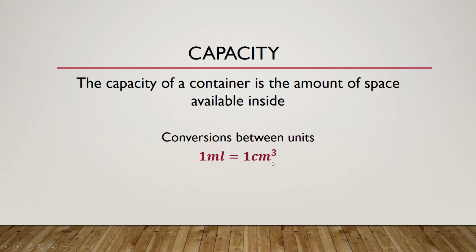Okay, so if I've got a 500 ml bottle of water, I could say that that's 500 mils, or I could also say that's 500 centimeters cubed. If I've got a 250 ml can of Coke, that's the same as 250 centimeters cubed.